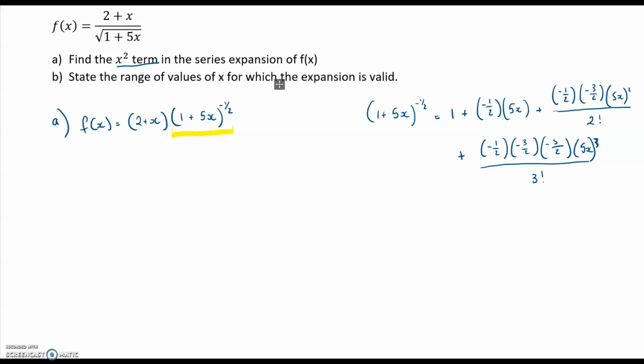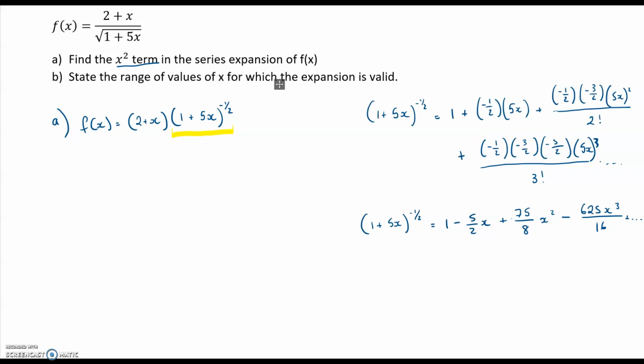Okay, so then we can simplify that, and we end up with 1 plus 5x to the power of negative a half is equal to 1 minus 5 over 2 x plus 75 over 8 x squared, okay, minus 625 x cubed over 16, okay, and then plus etc. Okay, because we know that that expansion continues on infinitely.